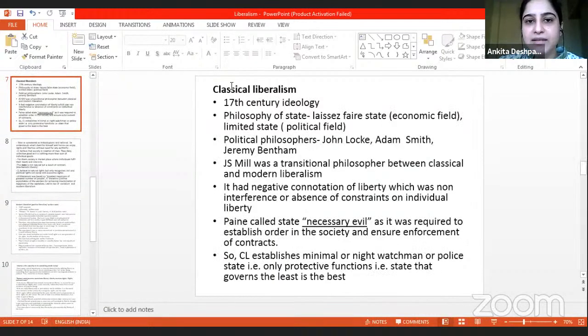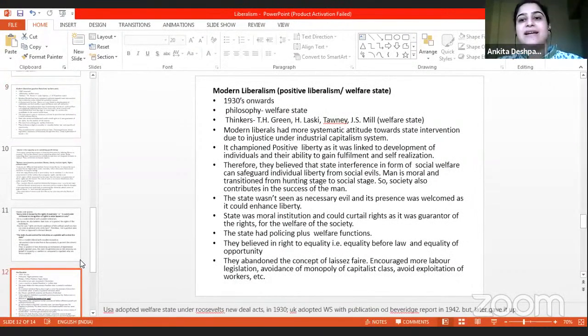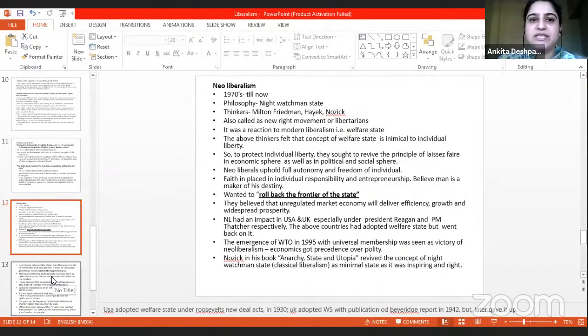Classical liberalism gave way to your concept of modern liberalism, but people were not happy. So finally they said, forget modern liberalism, forget the welfare state, go back to classical liberalism. Okay. And the thinkers who spoke about neoliberalism are Milton Friedman, Hayek, and Nozick. Milton Friedman, Hayek, as well as Nozick. Okay, these neoliberals are also called new right movements or libertarians. They were influenced by John Locke's concept of property and contract.